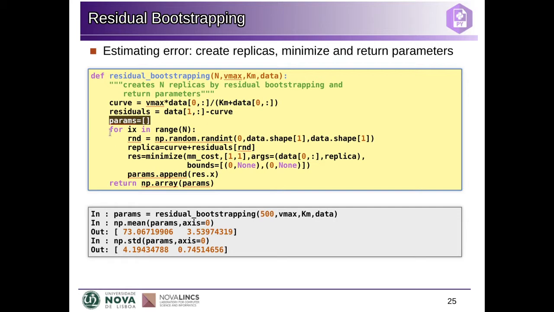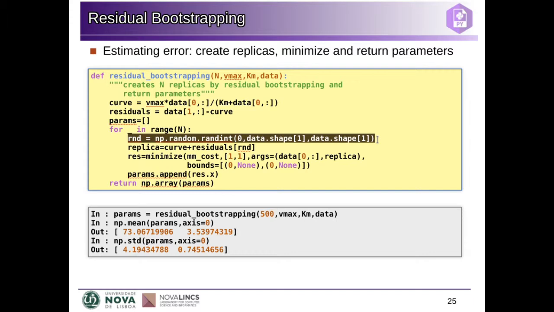And now we do the same thing. We start with an empty list for the parameters. We loop through all the replicas. Actually, this could be written like this because we don't care about that value. And now we're going to get a random sample, or resampling, of our residuals. This is a set of integers from 0 to how many columns we have in our data. That is how many data points we have. And we want as many as the data points that we have. So now we're going to create a replica by adding to our best model here the residuals selected at random with this roll of the dice.